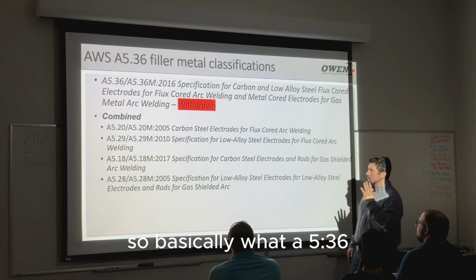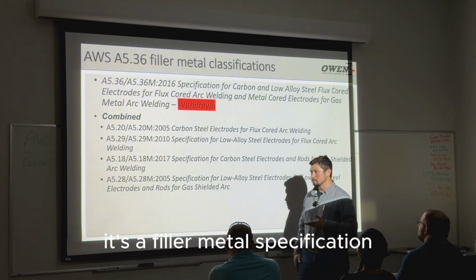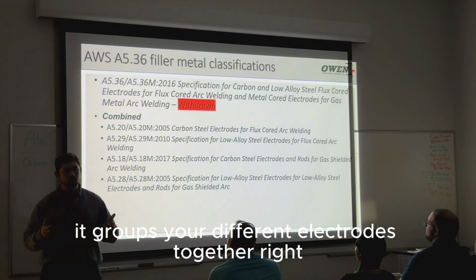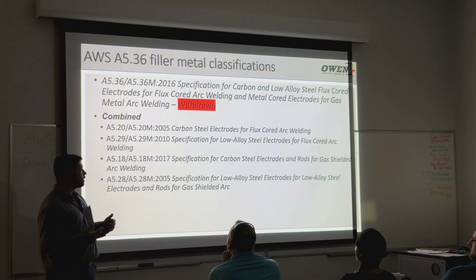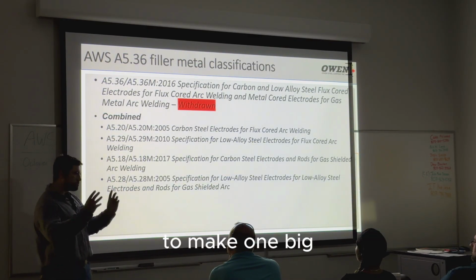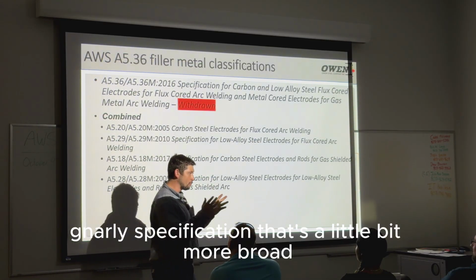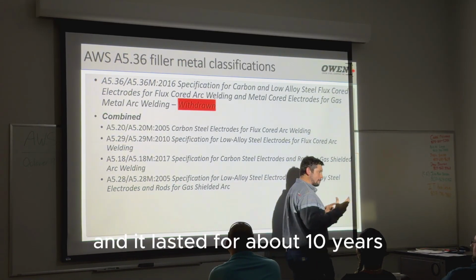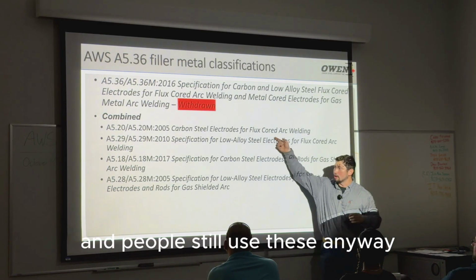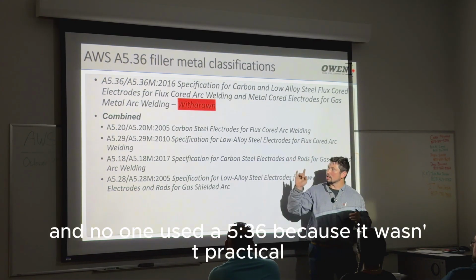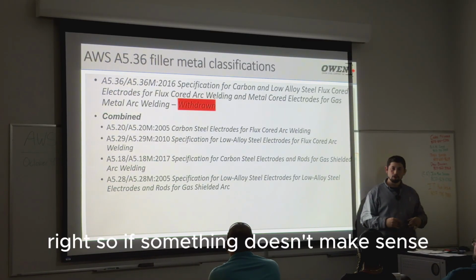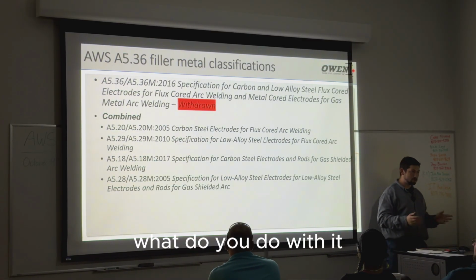So basically, A536 is a filler metal specification, right? It groups your different electrodes together. What it did is combine all of these different specifications into one big gnarly specification that's a little bit more broad, and it lasted for about 10 years. They tried it in industry for 10 years, and people still used the old ones anyway, and no one used A536 because it wasn't practical, right? So if something doesn't make sense, what do you do with it?